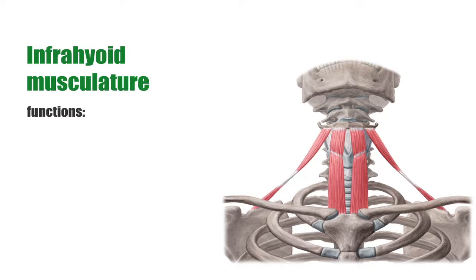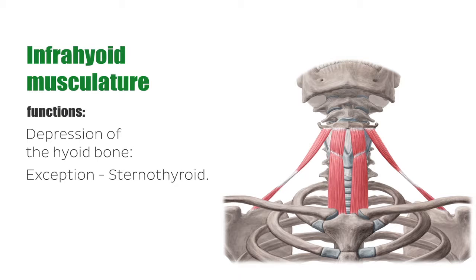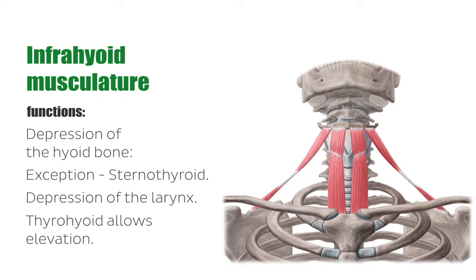If we want to be a little bit more specific, all infrahyoid muscles will cause what is known as depression of the hyoid bone, so pulling it downward. There is an exception though, the sternothyroid muscle, because this muscle will not insert on the hyoid bone, therefore it's not going to be involved in depression of this bone. The sternothyroid muscle allows depression of the larynx, whereas the thyrohyoid provides the opposite, what is known as elevation, when the hyoid bone is fixed.